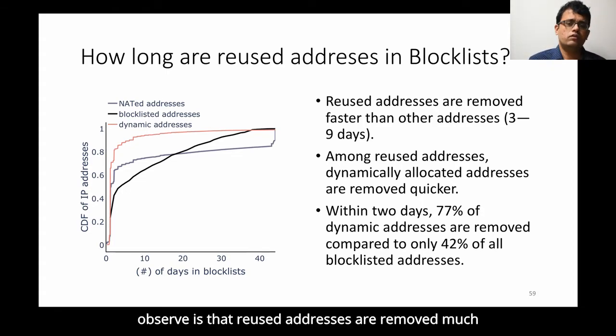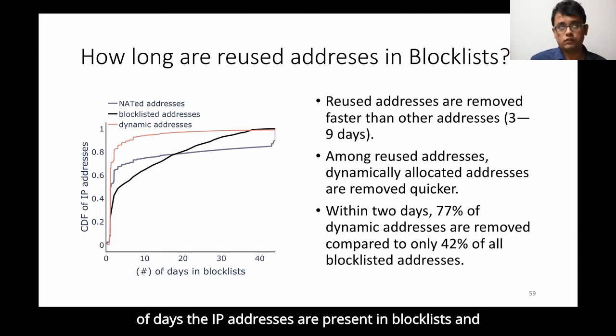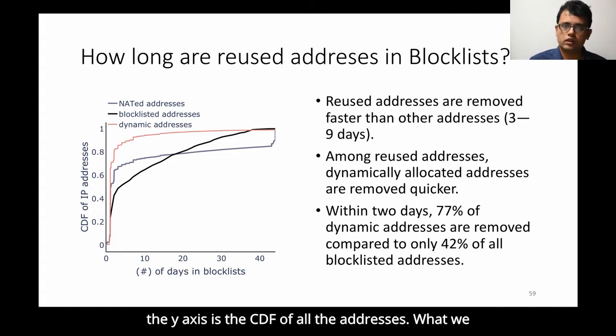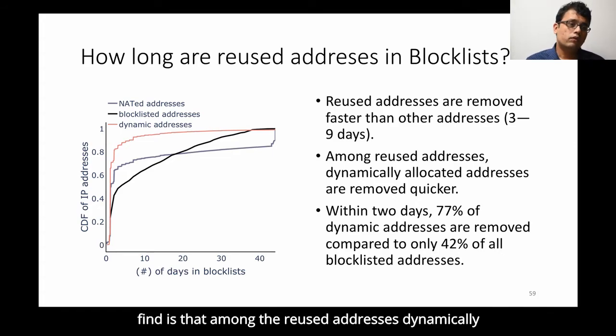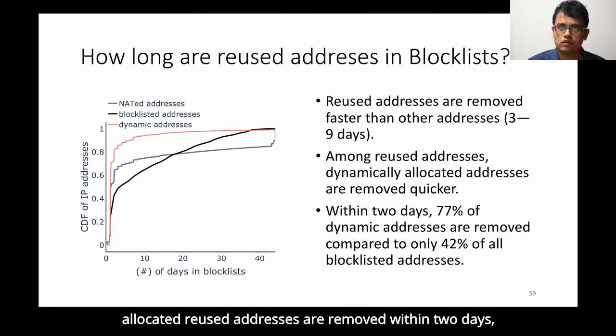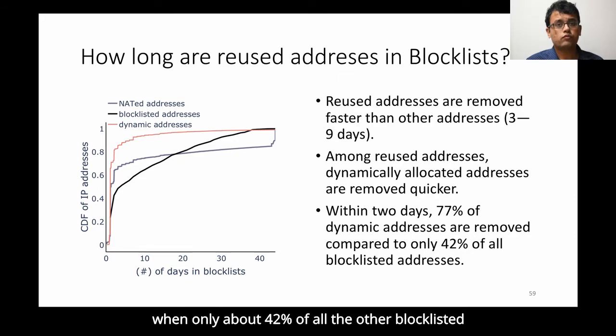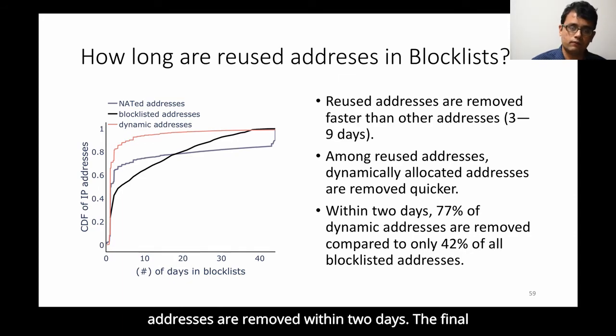What we observe is that reused addresses are removed much faster than the other addresses. The graph shows the number of days the IP addresses are present in block lists, and the y-axis is a CDF of all the addresses. What we find is that among the reused addresses, dynamically allocated addresses are removed much quicker. We see that 77% of all the dynamically allocated reused addresses are removed within 2 days, when only about 42% of all the other blocklisted addresses are removed within 2 days.